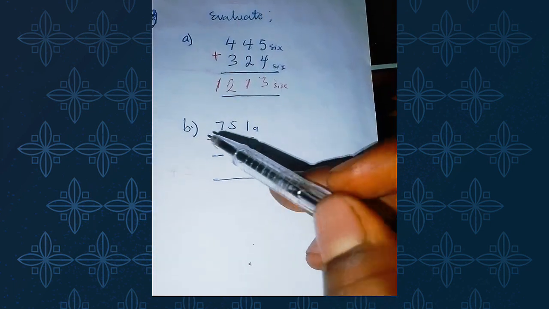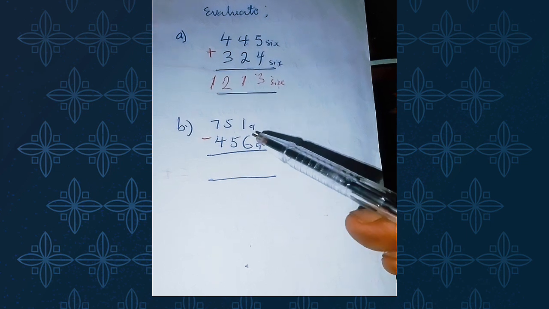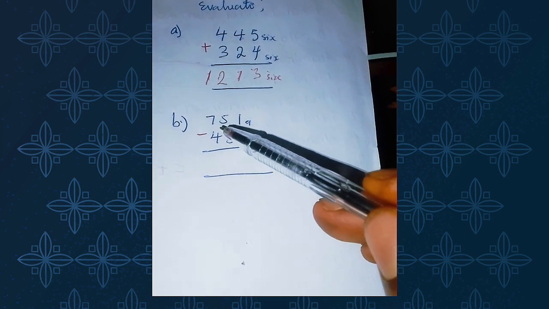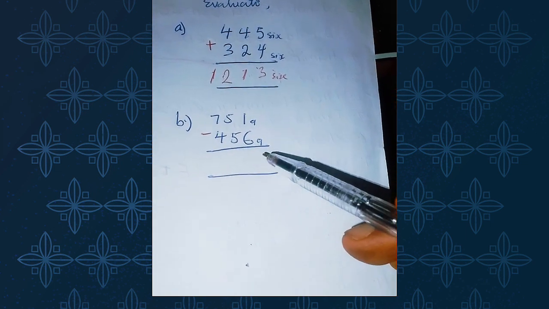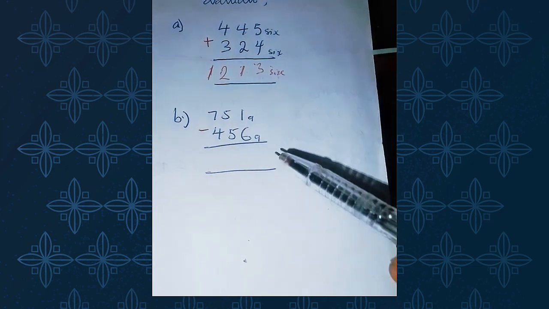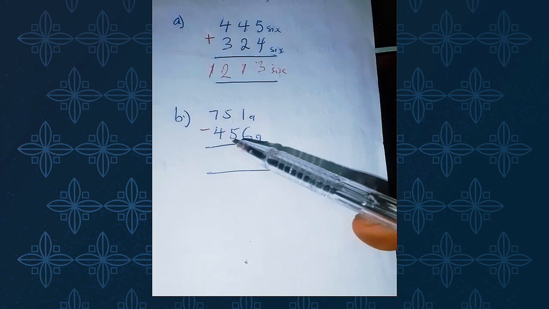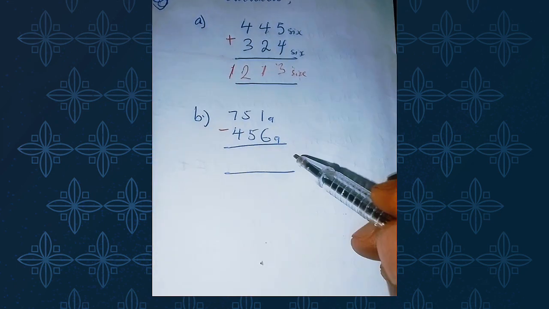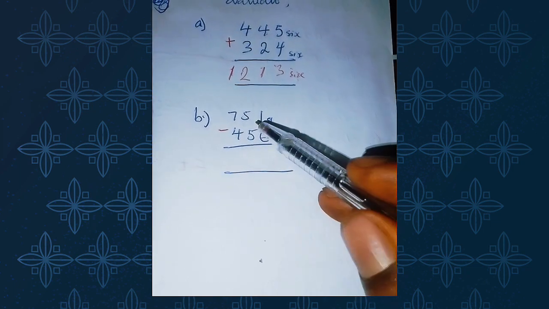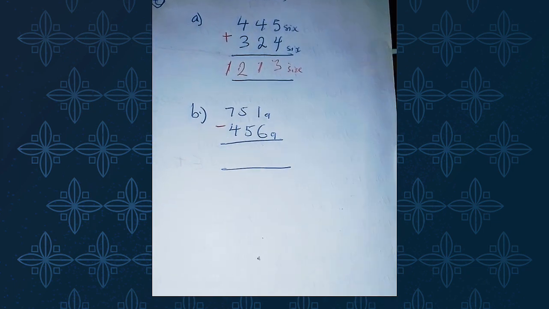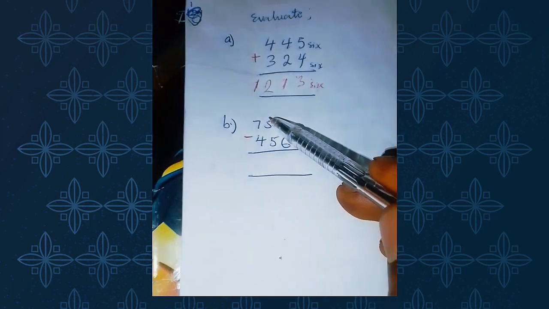So now this is subtraction. We are subtracting 456 from 751 in base 9. So we are going to follow this order. Instead of converting them to base 10 first, which is going to take a longer time, we use this method. 1 minus 6 cannot, so you are going to borrow from here.